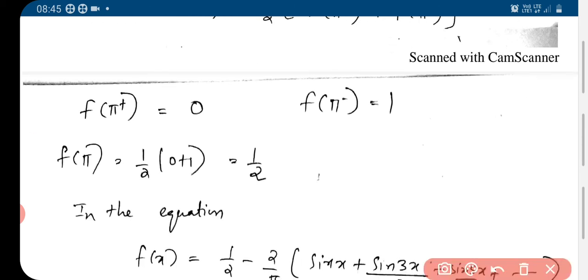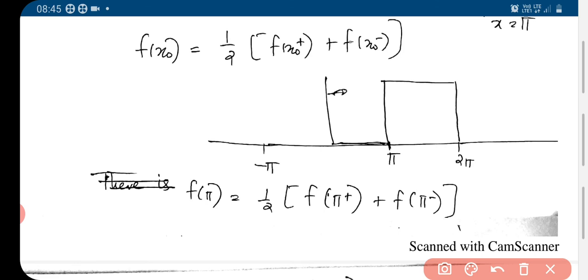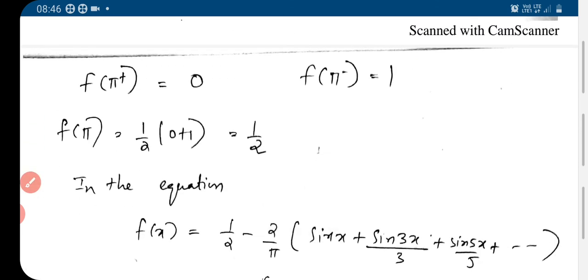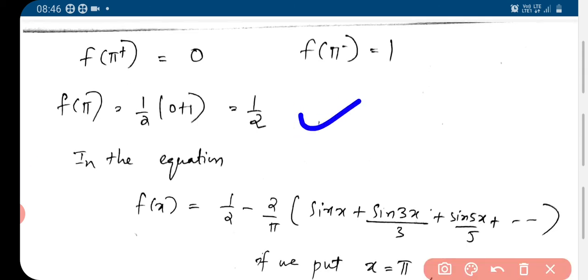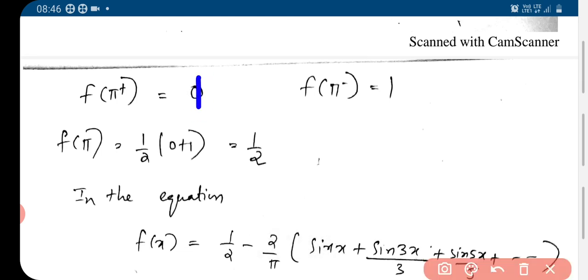So f of pi is equal to half of the sum of the two limits. When you are coming from one side it's 0, and when you are coming from the other side it's 1. So 1 plus 0 by 2, that will be equal to half. We have to use this. This is 1 and this is 0. So 1 plus 0 by 2, that is equal to half.